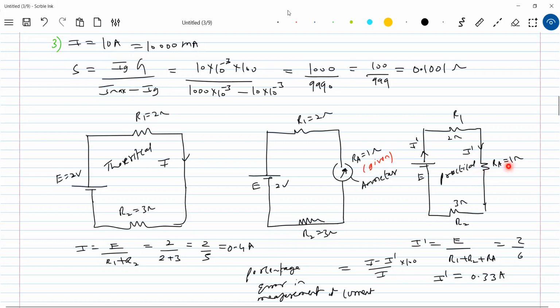Now here if I come with an ammeter of 0.1 ohm instead of RA 1 ohm, I'll connect an ammeter with internal resistance 0.1 ohm. Then definitely you can say it's a good ammeter. Okay, got this now? So the ammeter is said to be good or bad not with respect to itself, but by comparing with the branch resistance. So what is the generalized rule now?